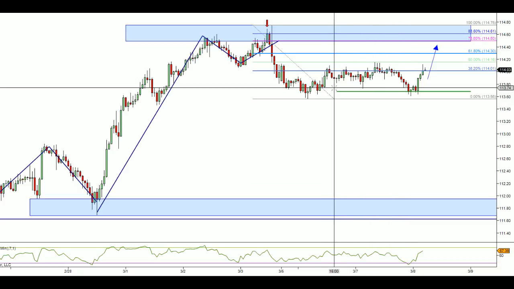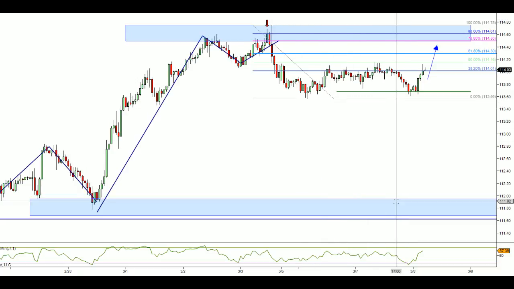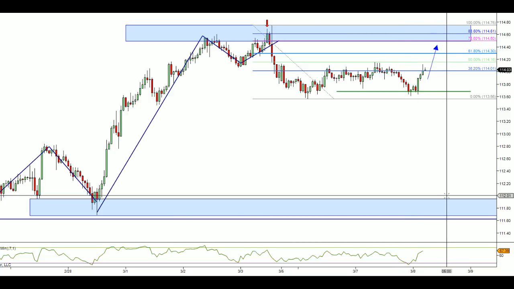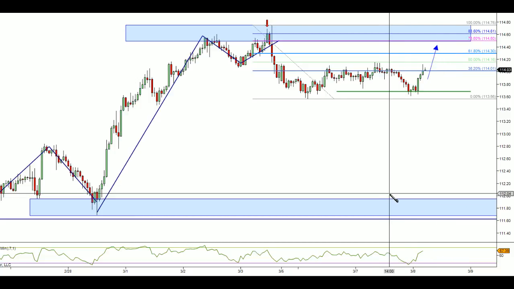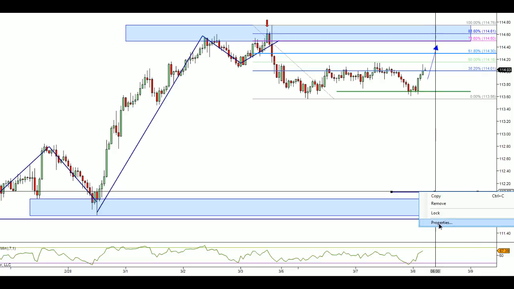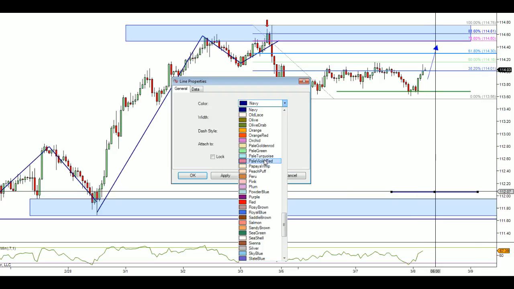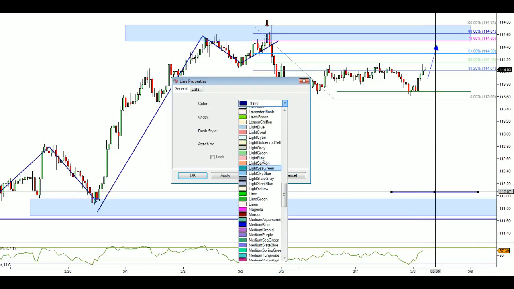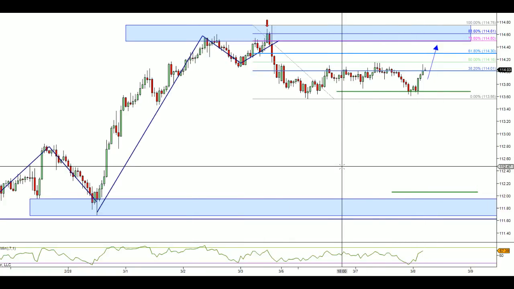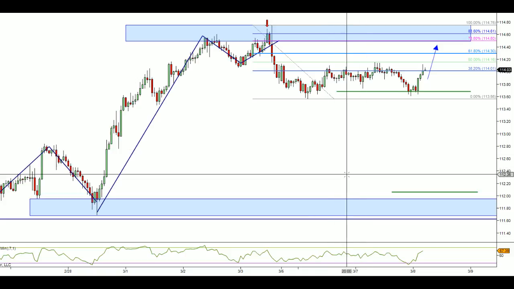And then target two will be down here, 112.05. So that's kind of what I'm looking at here on the dollar yen.